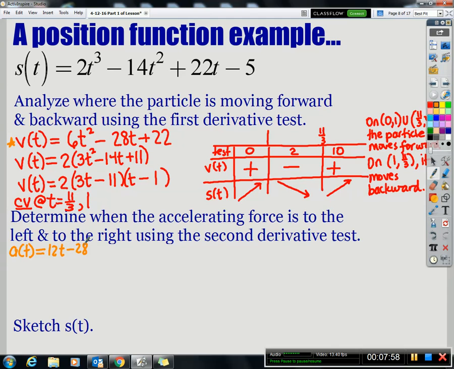Well, that was easy. So if I want the critical values, then I simply need to say that's going to occur at t equals 28 over 12 if the acceleration is equal to 0. It won't be a does not exist case. Divide by 4, that's going to be at 7/3. And I'm kind of assuming seconds, but the problem doesn't actually say what units of time we're using. So determine when the accelerating force is to the left and to the right.